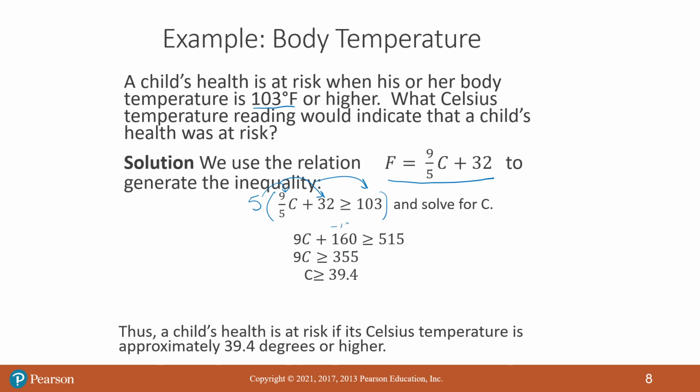Then I'm going to subtract 160 from both sides so that I get 9C is greater than or equal to 355. Last step here, I divide by 9 on both sides. I get C by itself, so that my answer here is C is greater than or equal to 39.4. Thus, a child's health is at risk if its Celsius temperature is approximately 39.4 degrees or higher.